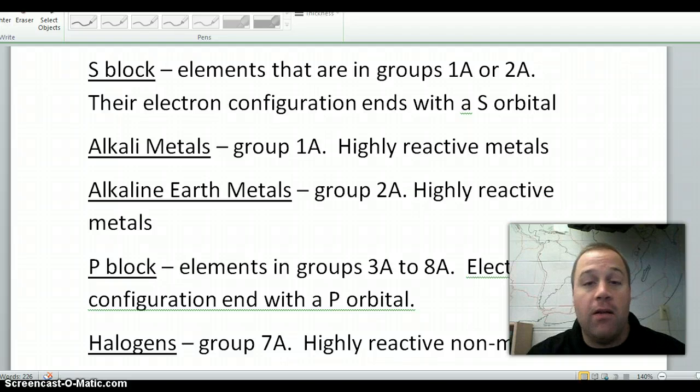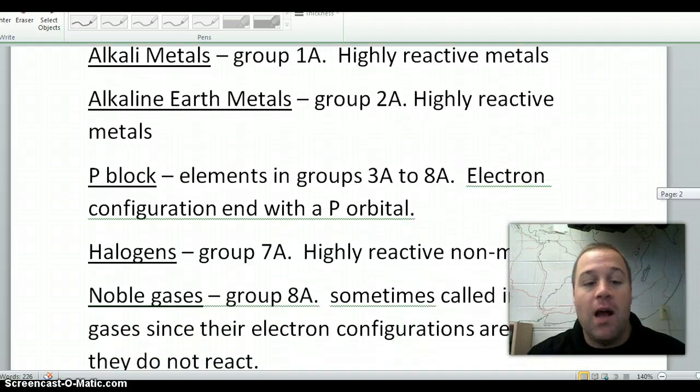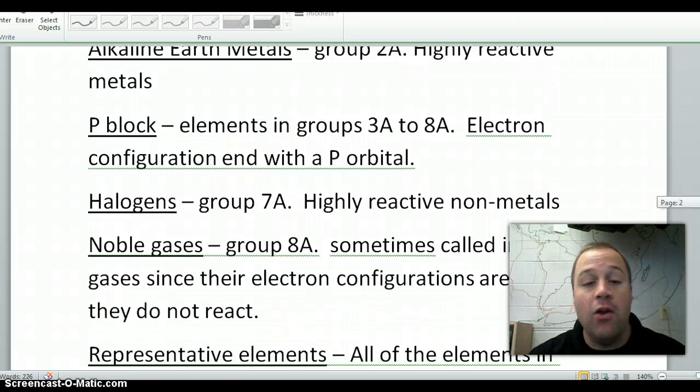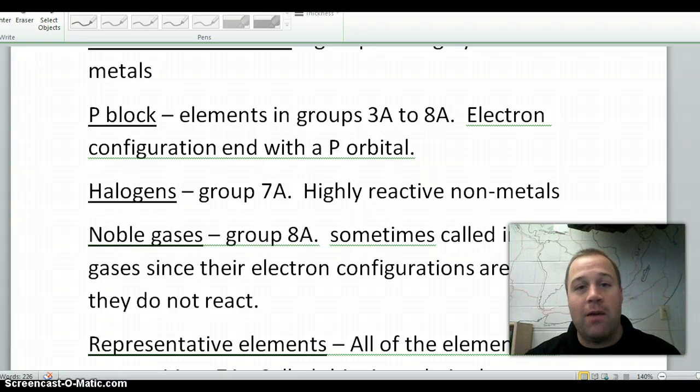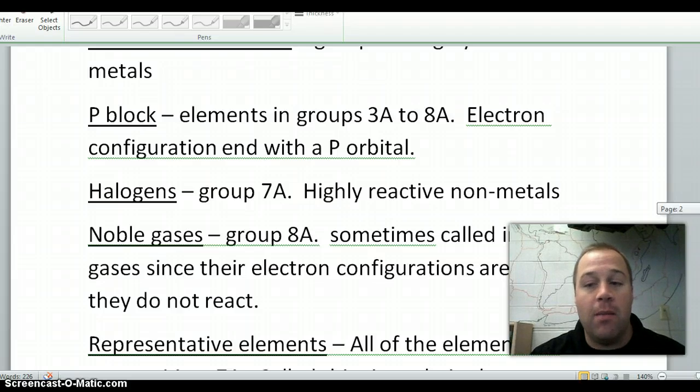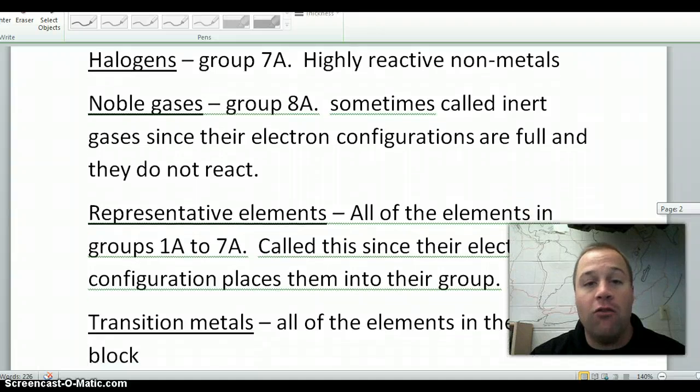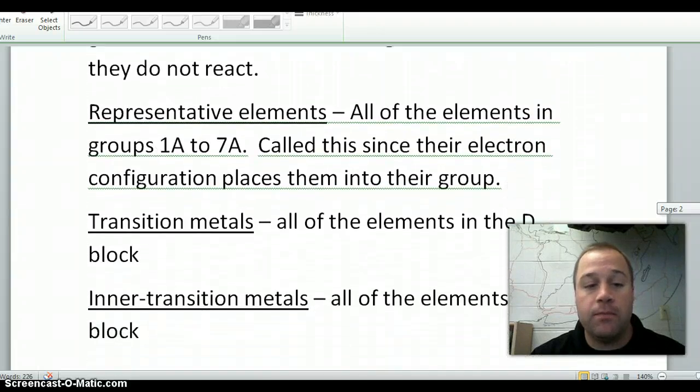The P block are electron configurations that end in P. They contain things like the halogens, which are highly reactive nonmetals, and the noble gases, which are sometimes called the inert gases just because their electron configurations are full, so they're not going to react with anything. You're looking at things like neon, argon, krypton, all the things that are on the right side of the periodic table. You use those when you did the shorthand electron configurations.